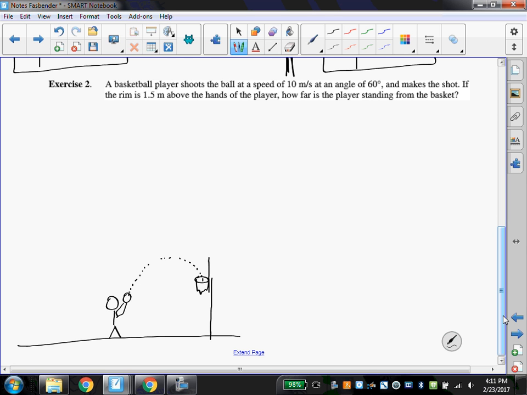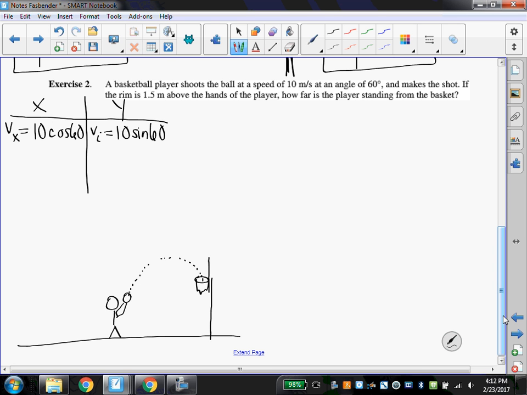Okay, so now that we visualize the problem, let's make an XY table of knowns. Player shoots the ball at a speed of 10 meters per second at an angle of 60 degrees, so that allows us to fill in our velocities. X velocity will be 10 cosine of 60. The y velocity is going to be 10 sine of 60.